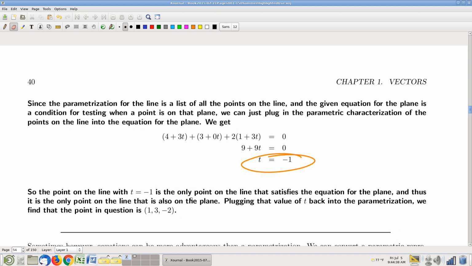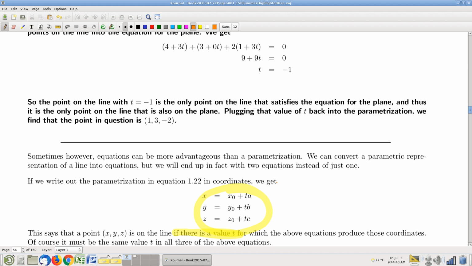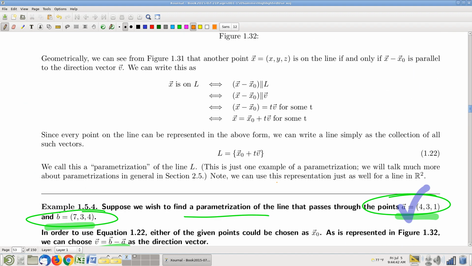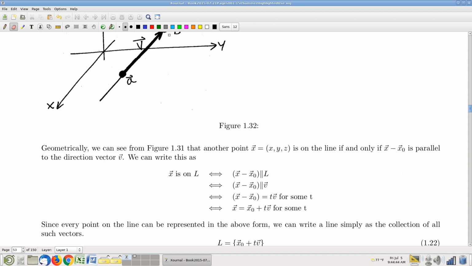Okay, so parameterizations are a little different. Again, these are point generators, not point testers, and sometimes that's handy. Sometimes it's good to have point generators. By the way, we're going to do a lot with parameterizations in this course. It's hard to see it coming, but it's good. It's going to happen. But sometimes we need a point tester.